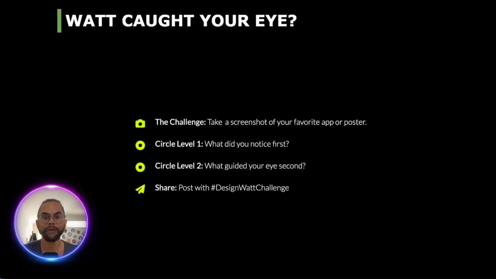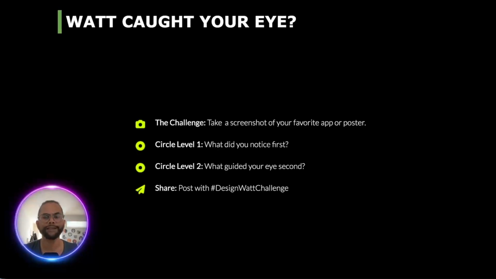Okay, now it's your turn. Before you finish watching YouTube today, I would like you to look at one design. It could be your favorite app, your poster, a magazine, or even a menu at your favorite cafe. And ask yourself two questions. Number one, what caught my eye first and why? Then the second question, can you spot the level of hierarchy?